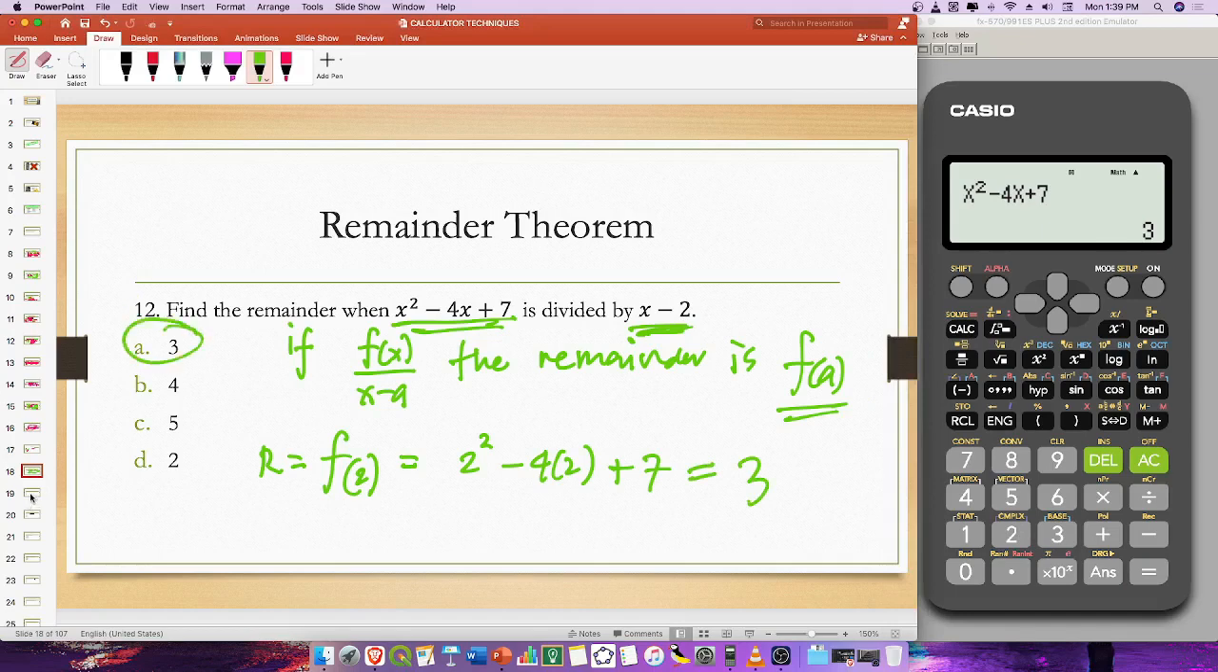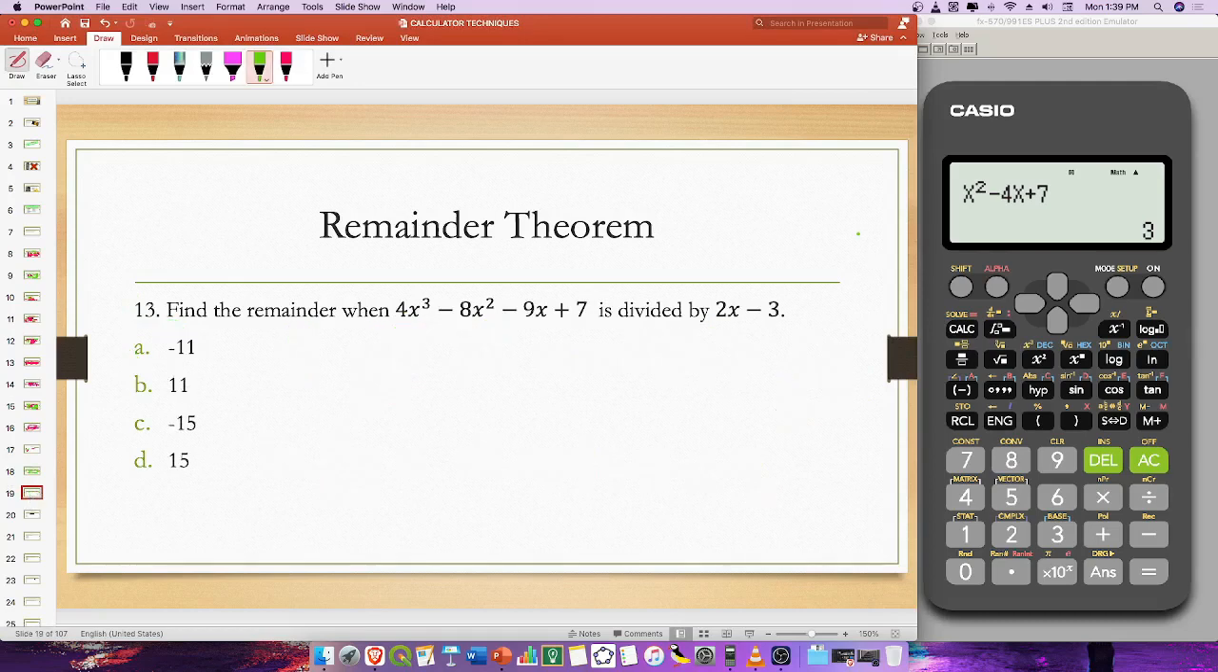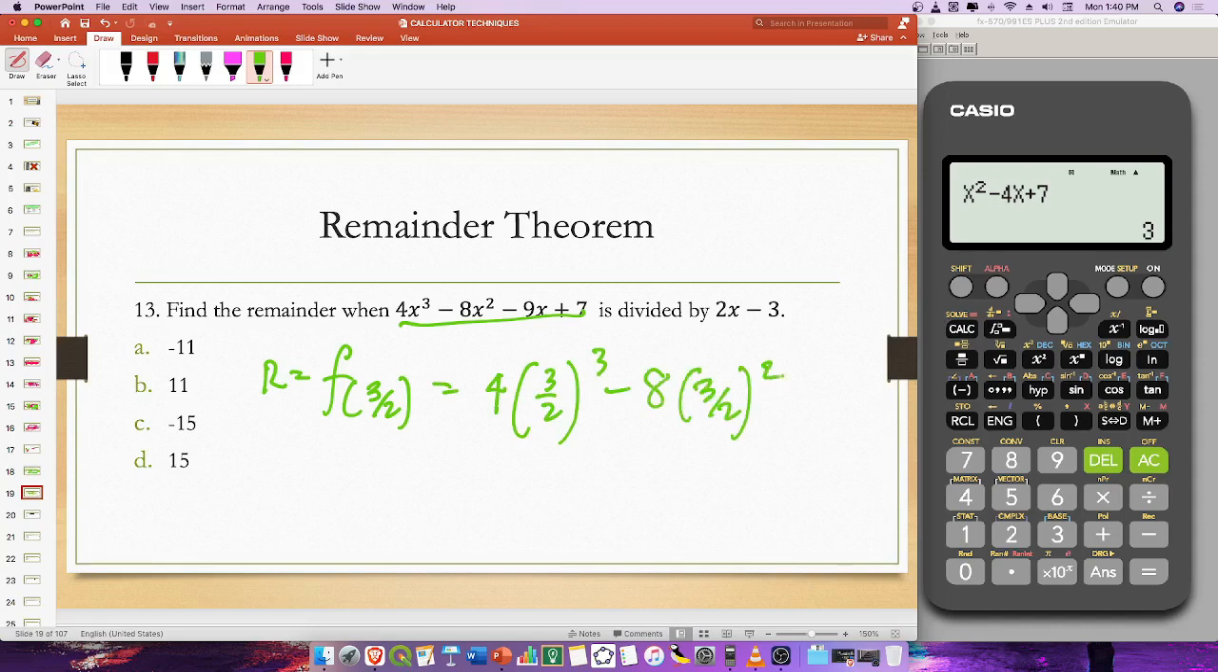Okay. Now what about this one? We try to solve this one. Since this is x cubed, I will write this as the remainder of f of 3 halves. F of 3 halves is 4 times 3 halves cubed minus 8 times 3 halves squared minus 9 times 3 halves plus 7. Or you may use your calculator.